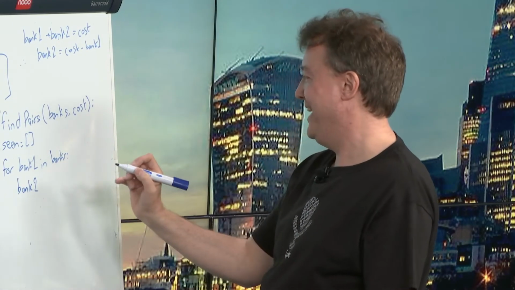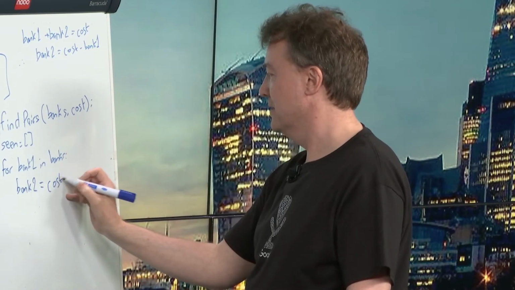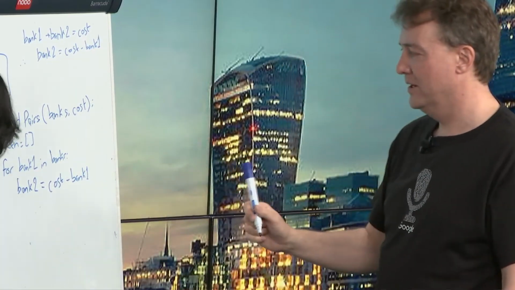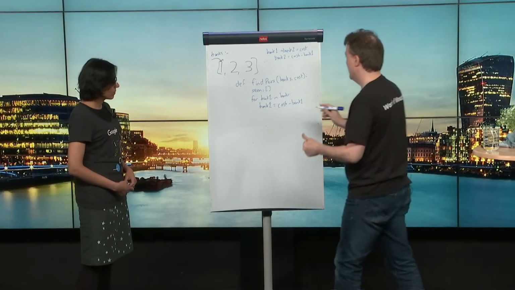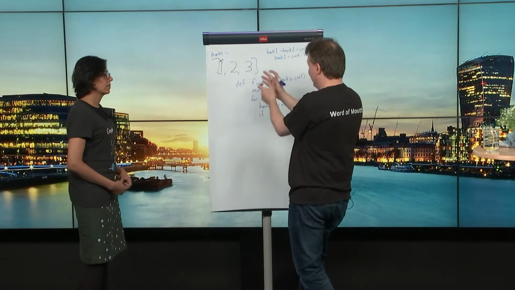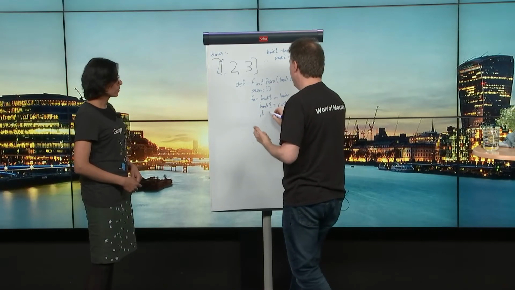Don't worry about that. For bank 2 equals the cost minus bank 1. Okay, so I've got both halves of the pair. And I just want to say, I know that I've got bank 1 because I'm looking at it in the list now. Right. I want to say the other one, bank 2, have I seen that already?